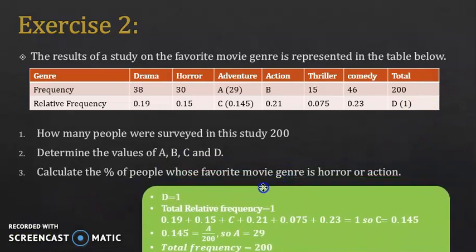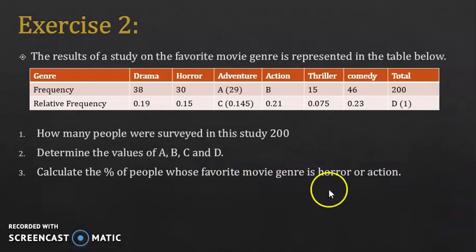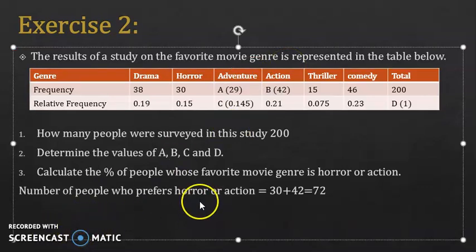Now the last part: calculate the percentage of people whose favorite movie genre is horror or action. So let's look back at the table. We have 30 people who prefer horror movies and B people, which is 42, who prefer action movies. So the number of people who prefer horror or action movies would be 30 plus 42, which is 72.